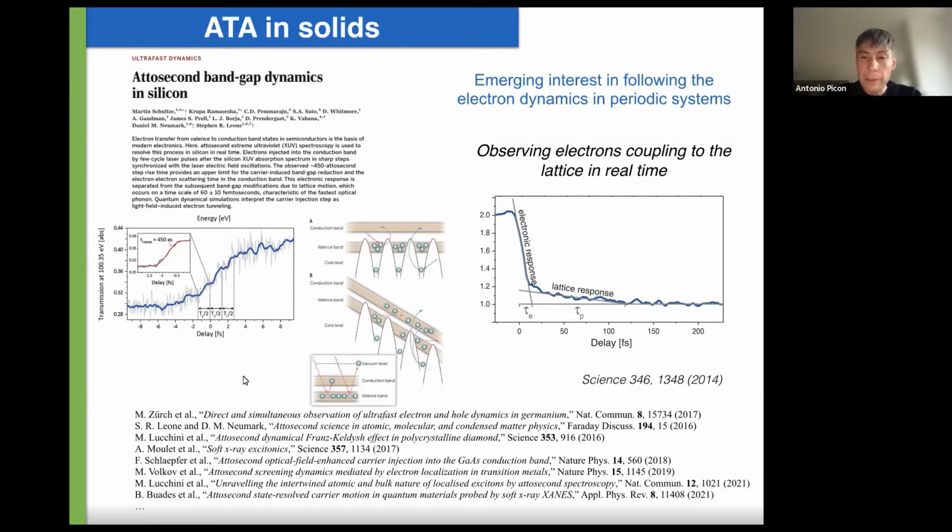If we look at the literature, there have already been several experimental studies, and they go from semi-metals to semiconductors, insulators, bulk materials, quantum materials, very thin materials. So ATA is really possible to do even in very exotic systems.